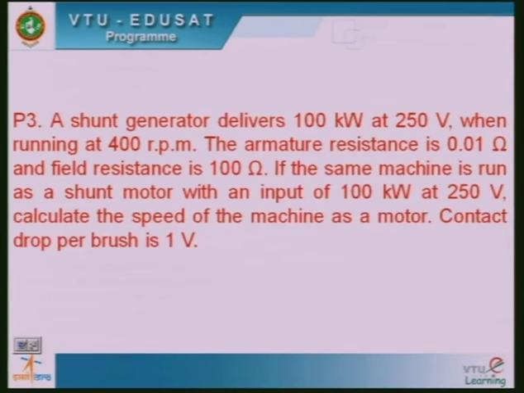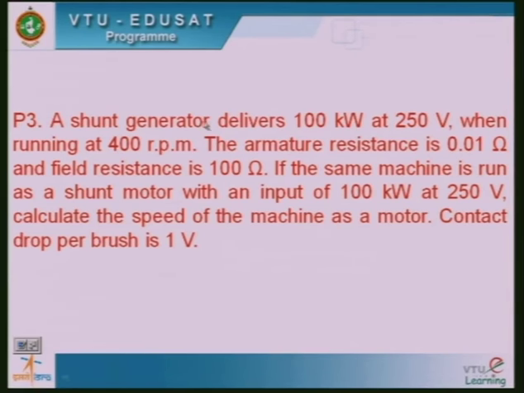Now, we will see the third problem. In this there is a slight difference. Here the contact drop of the brush is also given, it is 1 volt per brush. Now, you see this, it is a shunt generator. First, in this problem we are considering both the shunt generator and the shunt motor. Now, you see exactly what values you get when this DC machine is working as a shunt generator, and when the DC machine is working as a shunt motor.